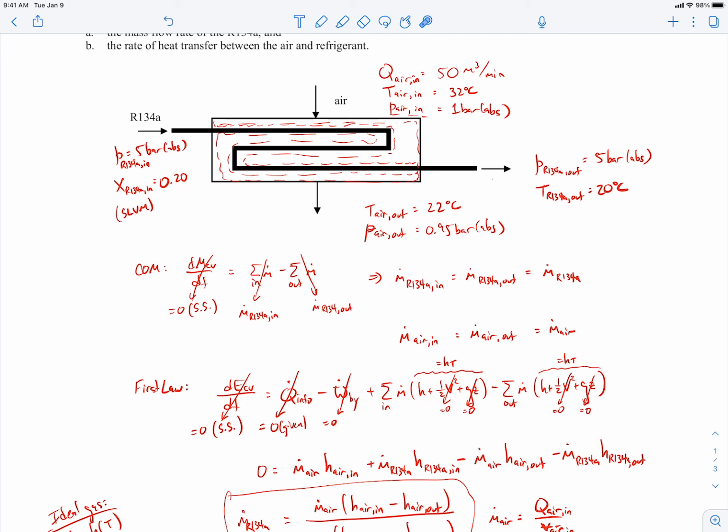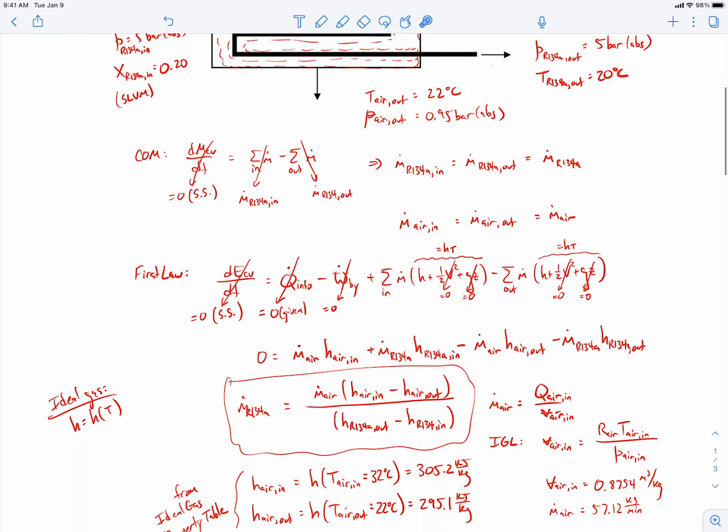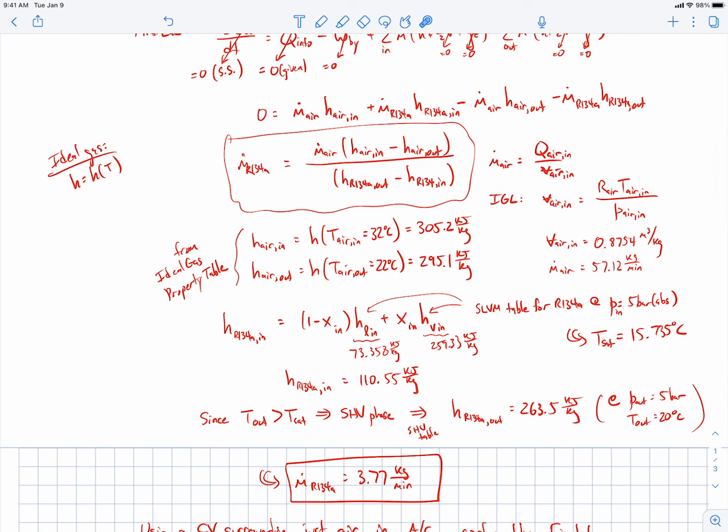It reduces its internal energy. Actually reduces its enthalpy ultimately. It takes energy out of the air, and then the energy goes into the R134A, converts it from a saturated liquid vapor mixture into a superheated vapor at the outlet here. We determined that was in a superheated vapor phase.